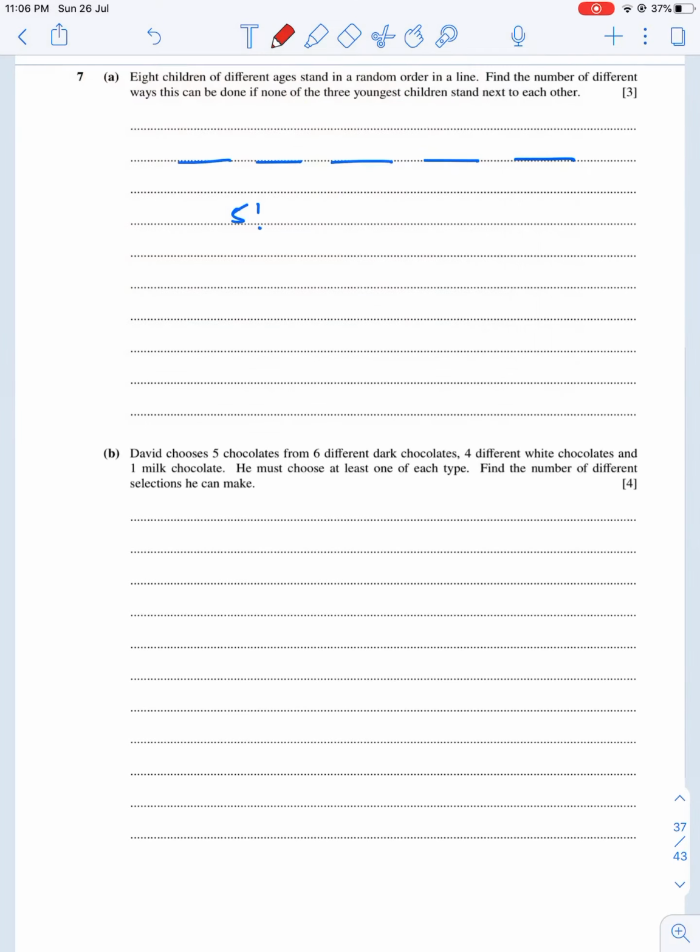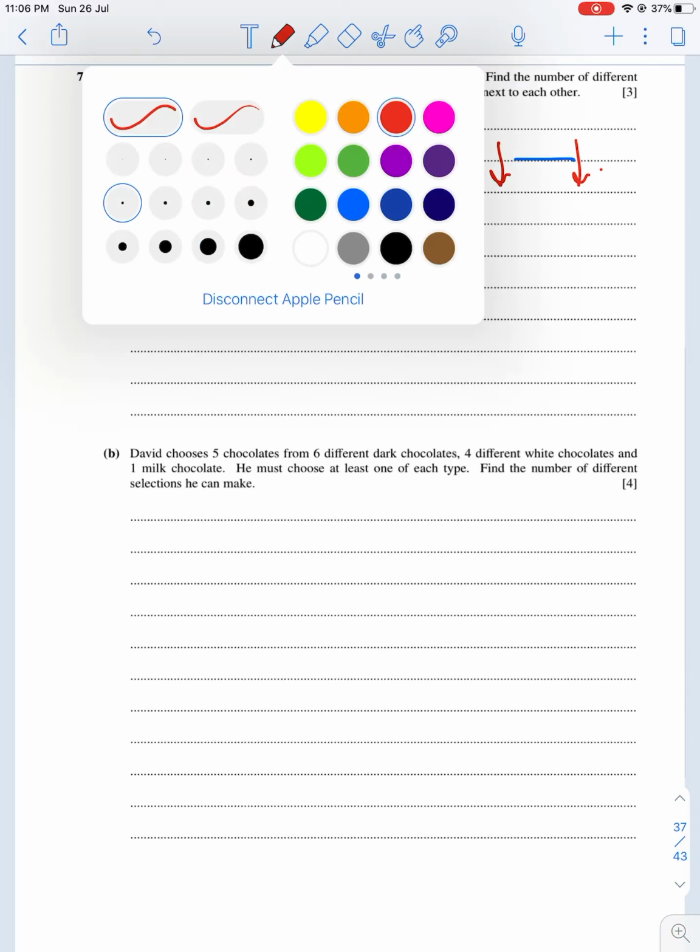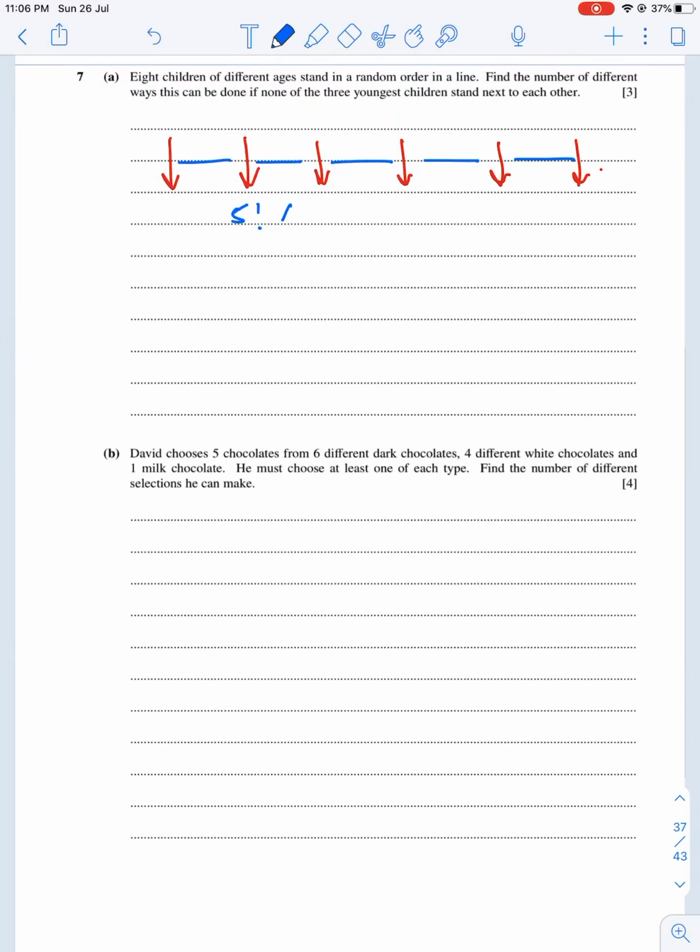Now if I just see where the 3 youngest children can stand so that they are not next to each other, one possible place is this, the second is this, third, fourth, fifth and sixth. Now if you look at the first youngest child, he's got 6 different places where he can stand. The next one has 5 different options and the last one has 4 different options. This is how you're going to do this part.